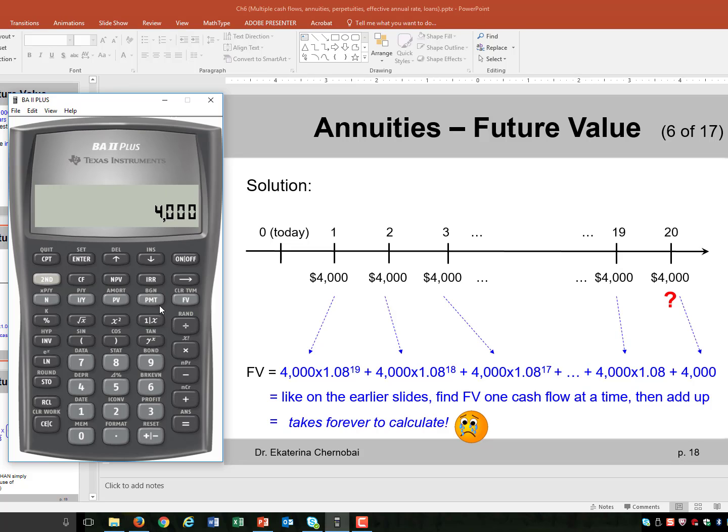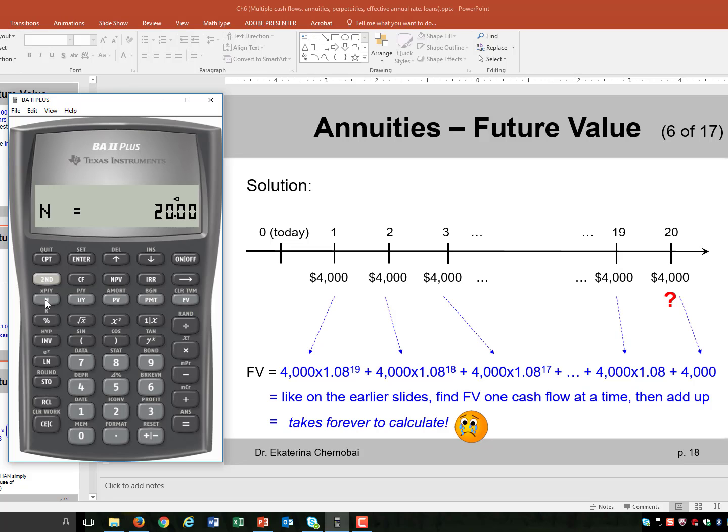Instead, we're going to call it payment. You press the PMT button. Before you press the PMT button, change 4,000 to a negative 4,000 by pressing the plus minus key. And then press PMT. So now the calculator knows that you have $4,000, or whatever the units are, and that's going to be repeated a number of times. It's an annuity problem. How many times does it repeat? 20 times. You press 20 and then you press N.